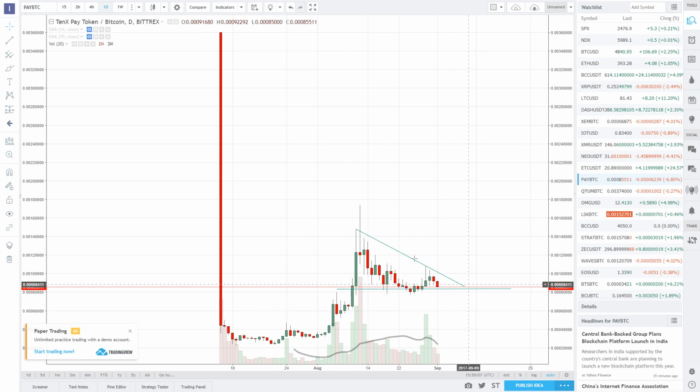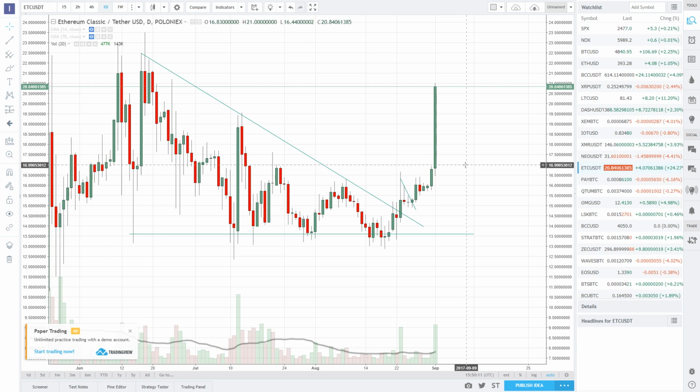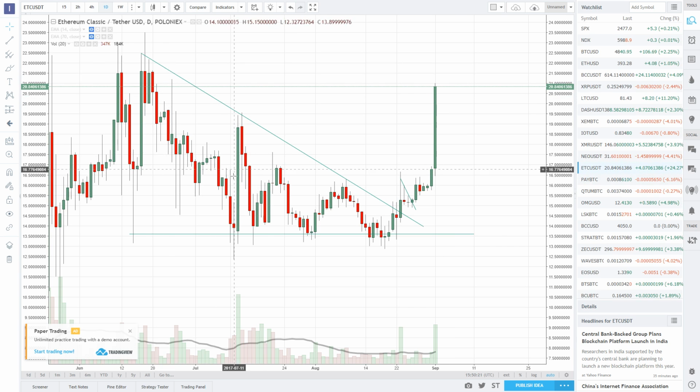Look at that angle. They very similarly match at about the same angle. And the angle of the trend line isn't as important as just drawing a good trend line. Trades work and trades don't. Pay was not a working trade. Ethereum Classic wouldn't have been a working trade here, but you give it room to consolidate.